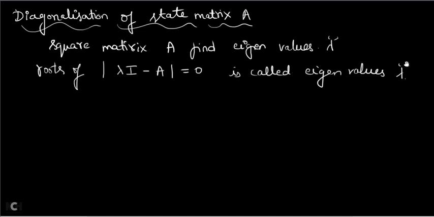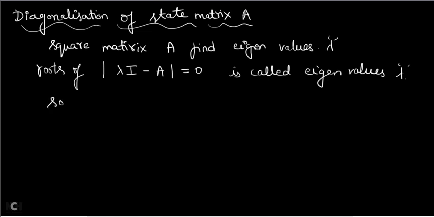Now if these eigenvalues are all distinct, meaning lambda 1 is different, lambda 2 is different, lambda 3 is different. There is nothing like lambda 1, lambda 2 both are same. Lambda 1 is different, lambda 2 is different, lambda 3 is different. All are different values for eigenvalues. That different values of eigenvalues, we call it as distinct.